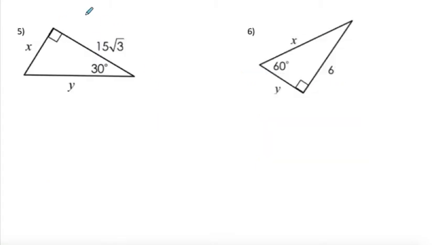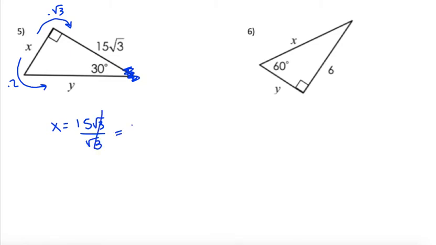Our last two, now we're given the long leg. So in this case, I have short leg here, so I'm not going to go around this way. I have times radical 3 here and times 2 here. So to undo times radical 3 to find x, I'm going to take 15 radical 3 and divide by radical 3. The radical 3's cancel. On our calculator, we get 15. And once I know the short leg is 15, I can multiply by 2 to find the hypotenuse. So I get y equals 30 and x equals 15.